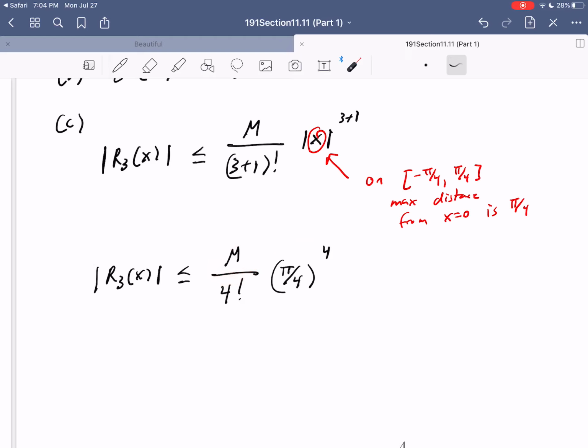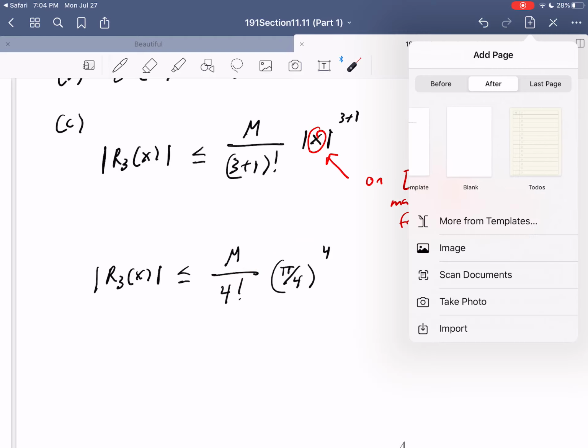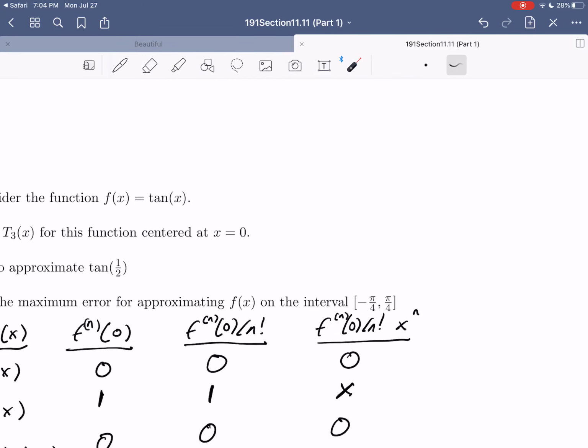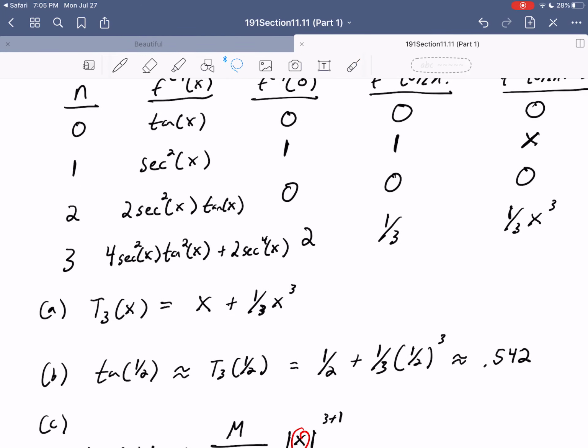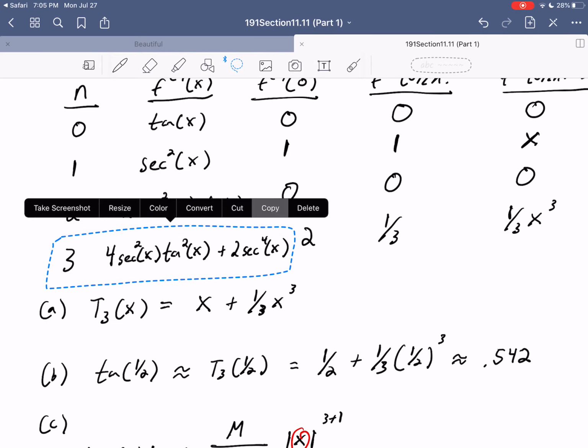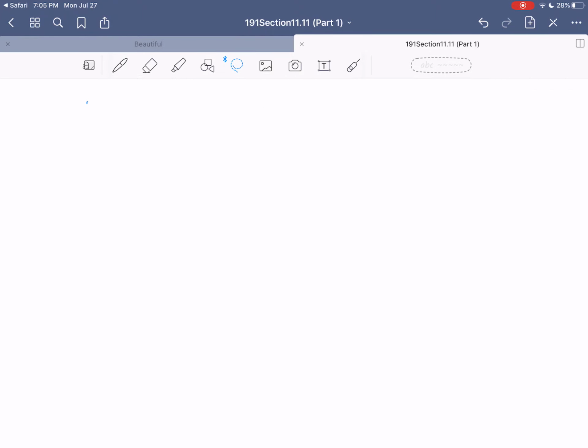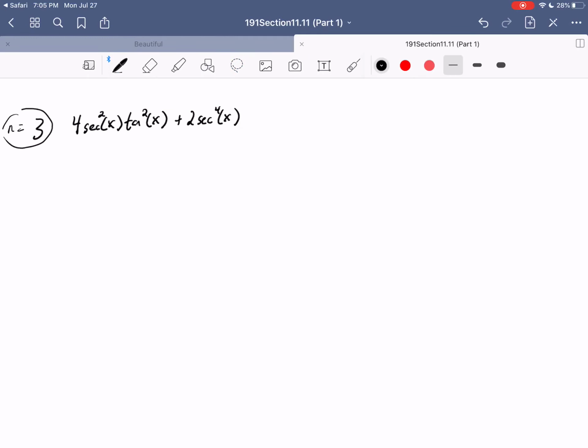Now we've got to figure out our M here. So one last page here. We'll need to go grab the derivative. Now this derivative was messy enough, so let's go grab what we did here, and we'll need to differentiate it one more time. So let's just put this here. Remember, this was n equals 3. So M is going to be an upper bound on the absolute value of the 4th derivative on the interval negative pi over 4 to pi over 4.